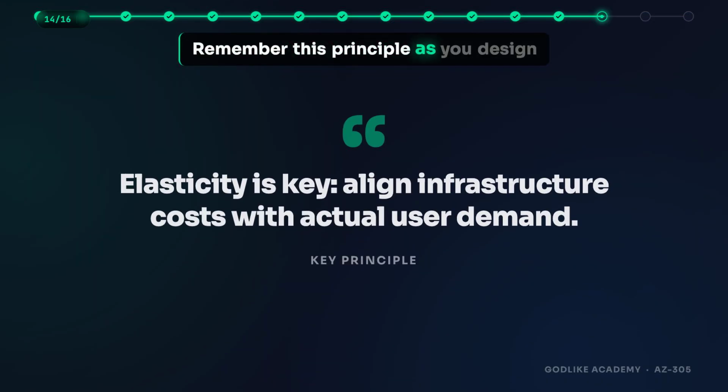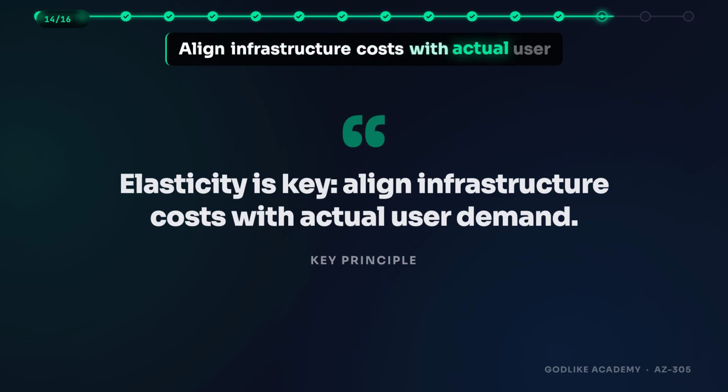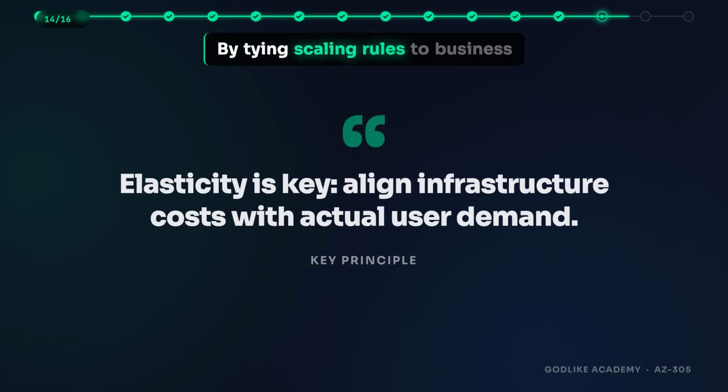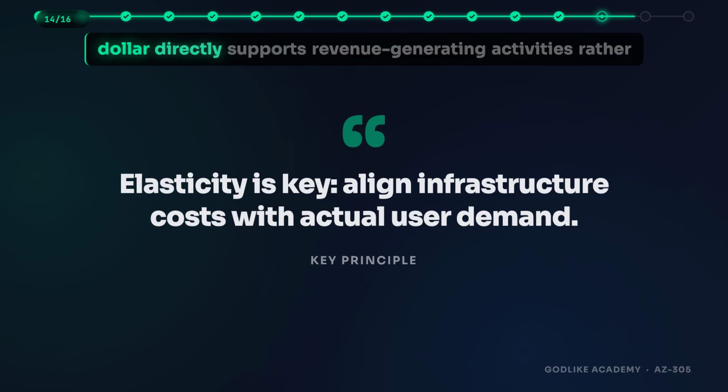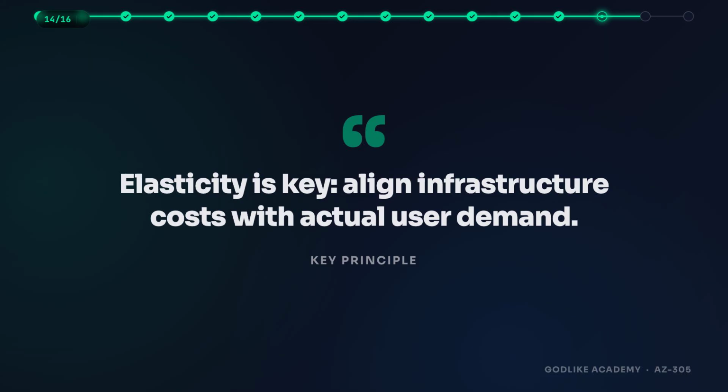Remember this principle as you design your solutions. Elasticity is key. Align infrastructure costs with actual user demand. Autoscaling should not just be a technical feature, but a strategic tool to optimize both performance and budget. By tying scaling rules to business KPIs, you guarantee that every compute dollar directly supports revenue-generating activities rather than sitting idle during quiet hours.